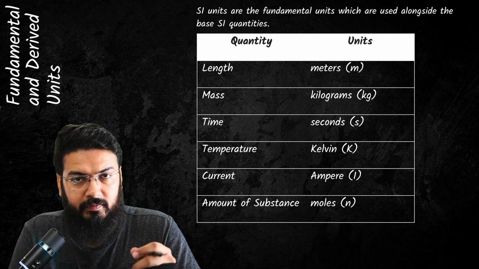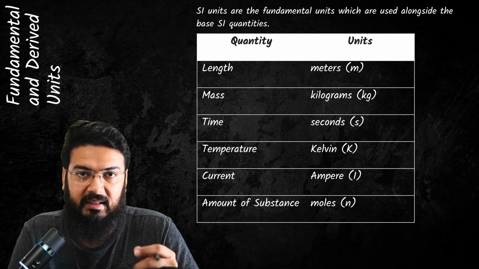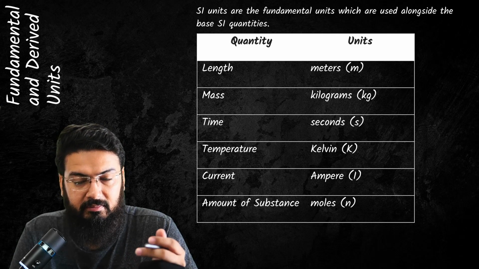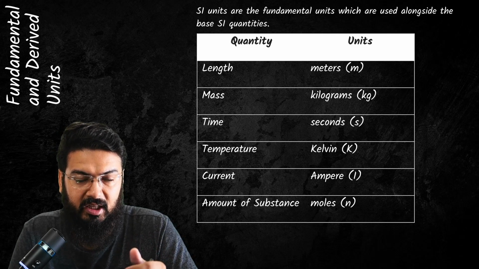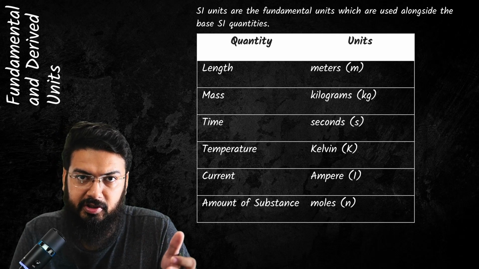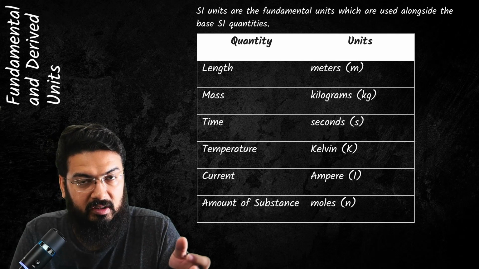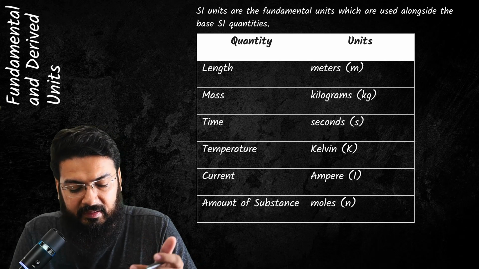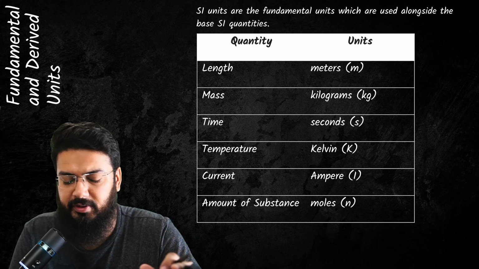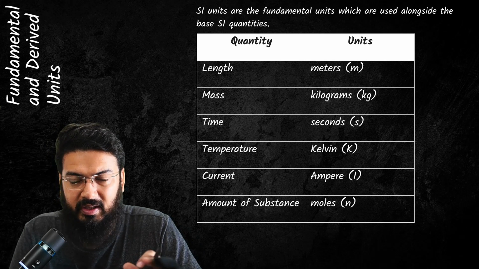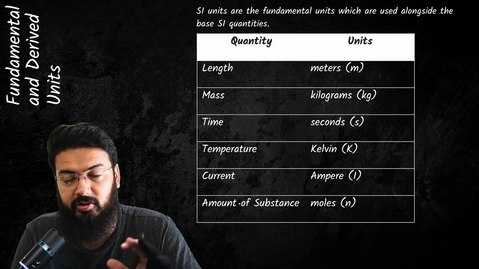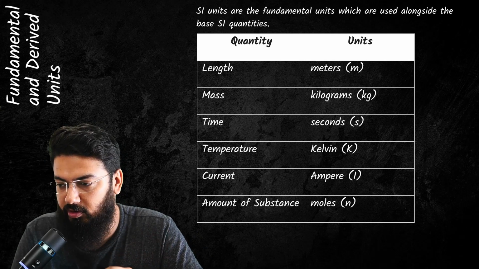So the very first fundamental quantity is length, and length has SI unit meters. All right, then you have mass, which has SI unit kilograms. You have time, which has SI unit seconds. You have temperature, SI unit Kelvin. You have current, SI unit ampere. And then you have amount of substance. Now, amount of substance is more used in chemistry, so we're not going to discuss much of that, but you still need to remember it. So amount of substance, again, the SI unit is moles.